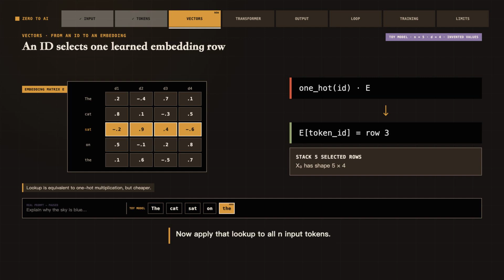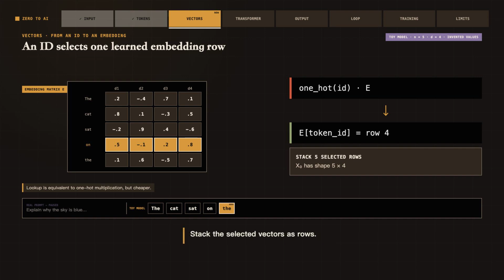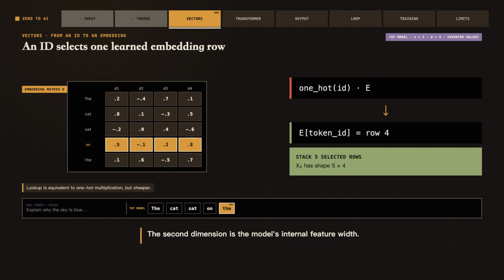Now apply that lookup to all n input tokens. Stack the selected vectors as rows. The result is a matrix. Call the resulting matrix X0. Its shape is n by d. The first dimension follows token positions. The second dimension is the model's internal feature width.